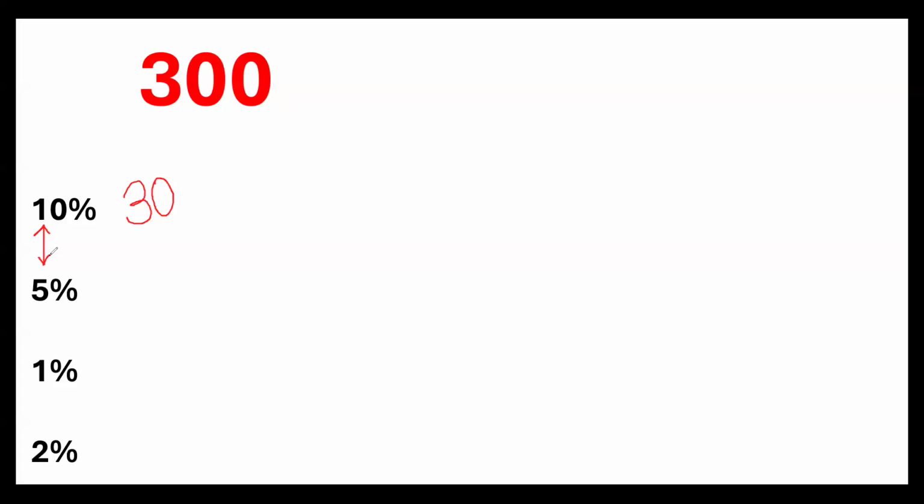Okay, so 5% is half of 10%. So in order to find out the value of 5%, I just need to half 30. That's all I need to do. If I half 30, I get 5%. Let me know in the chat box, guys, what's half of 30? Let me know. Remember, half of 30 just means 30 divided by 2.